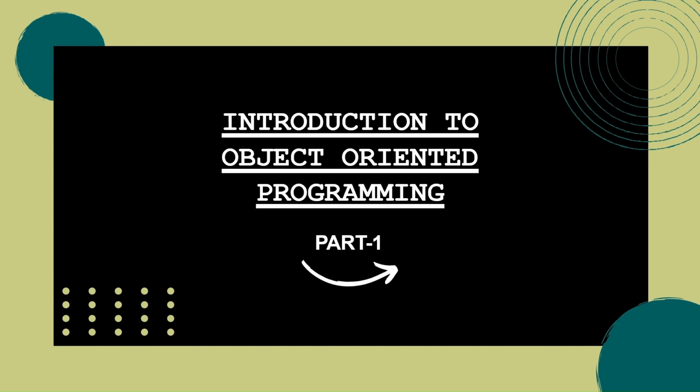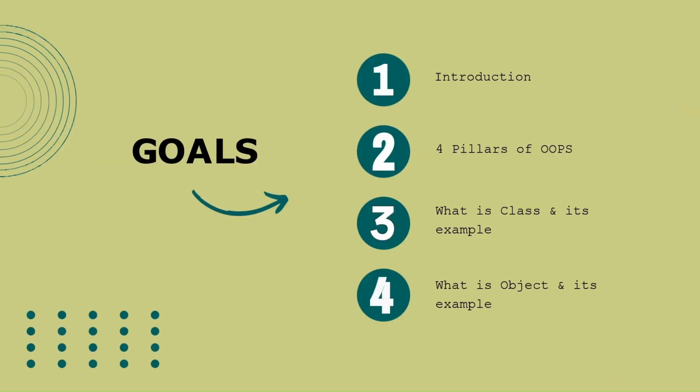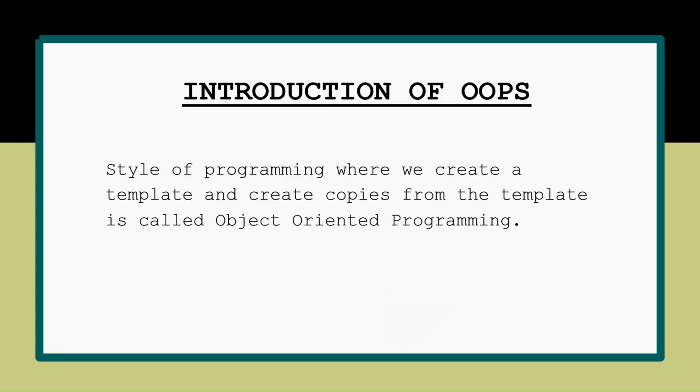From today, we will start a series about object-oriented programming in Python, where we will learn from the basic concepts to the advanced concepts of OOPs. In this episode, the topic is Introduction to Object-Oriented Programming. Our goals for today are: introduction, 4 pillars of OOPs, what is a class and its example, what is an object and its example. So let us see what is OOPs.